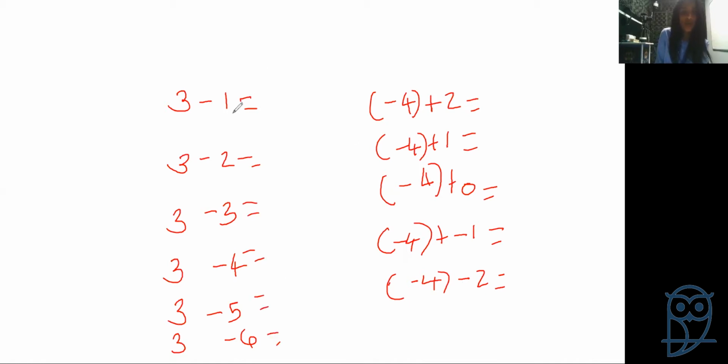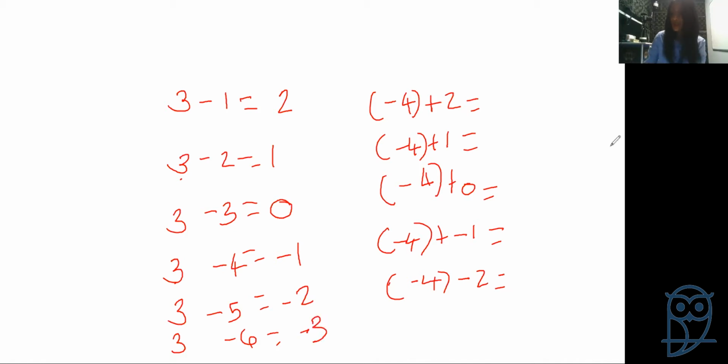You know, 3 take away 1 will be 2. 3 take away 2 will be 1. 3 take away 3 is 0. 3 take away 4 is minus 1, because you're moving to the other side of the number line. 3 minus 5 is going to be minus 2. 3 minus 6 is going to be minus 3.